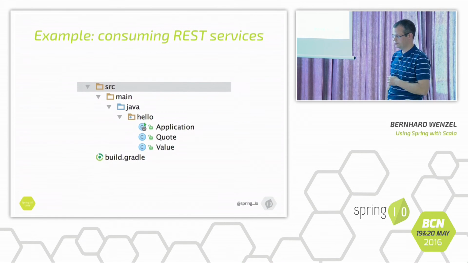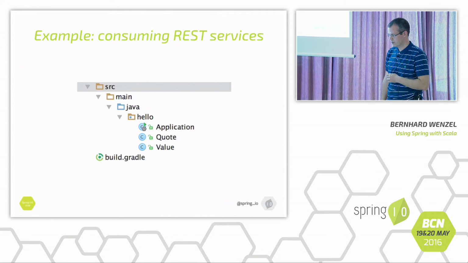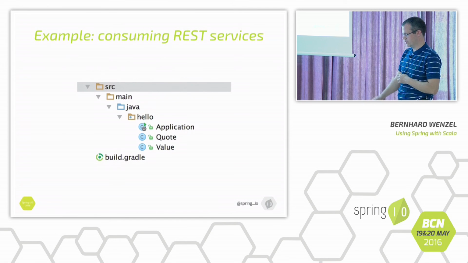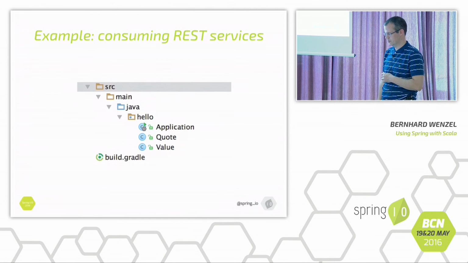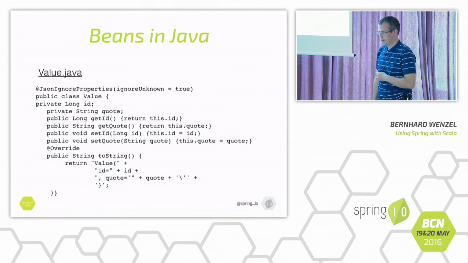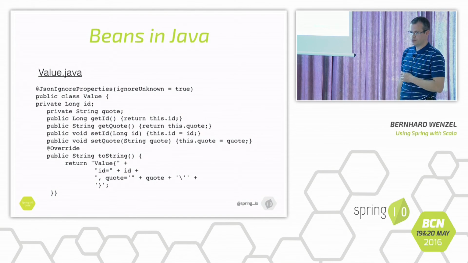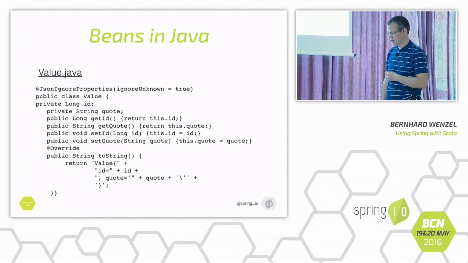Another example. So this time we consume a REST service. All the logic is in the application class, and we have just two beans, a quote and a value. Yeah, beans in Java. Nothing exciting, of course. It's just a simple bean with getter and setter. In this case, this example is going to ping a quote endpoint, and it's going to return a quote JSON, and this is the format.